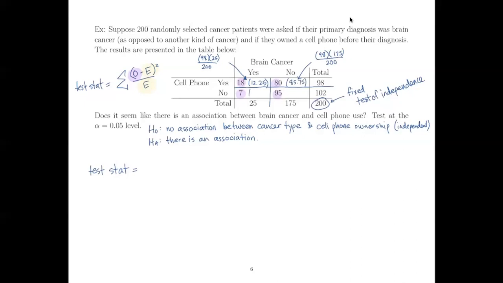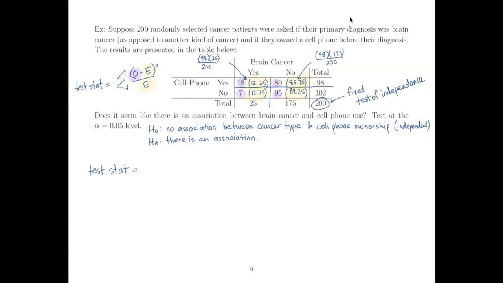And I'll just work it out quickly. We get 12.75 for the expected value of this cell. That would be 102 times 25 divided by 200. And then our last cell, we do 102 times 175 divided by 200, gives me 89.25. Okay, so each of those are the expected values for each of those cells. Once we have those, we're just going to plug them into our formula here.